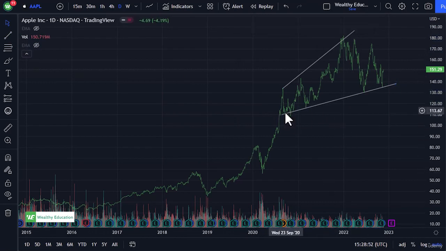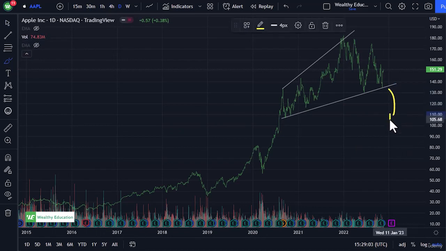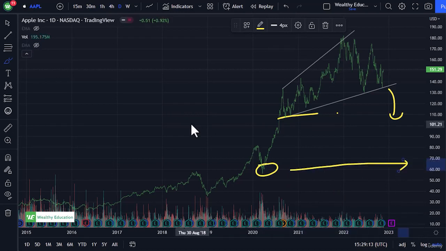Clearly something's going on. So I would assume that if you were to break down below this trend line, things could get pretty ugly. You would have to assume at least down to 110 where you had seen support previously. But in this move, the next major support level is all the way down to 60. Now, if Apple drops to 60, that's horrific. Not saying it's going to happen, but it is something worth watching in this case.